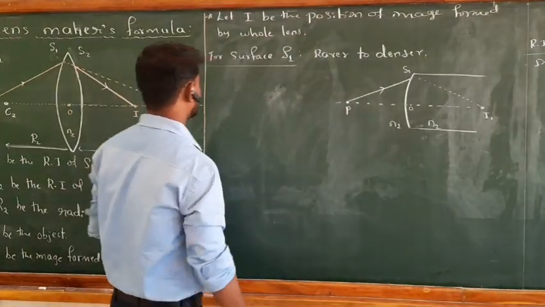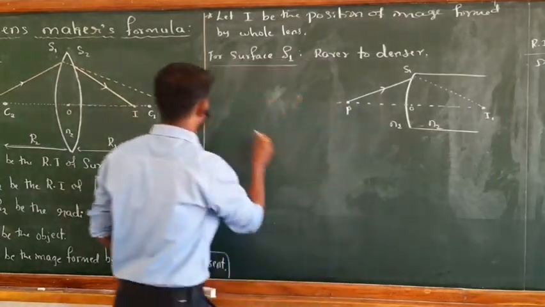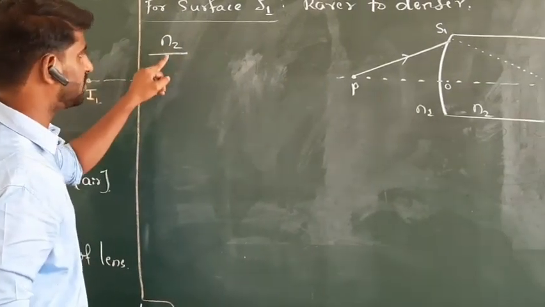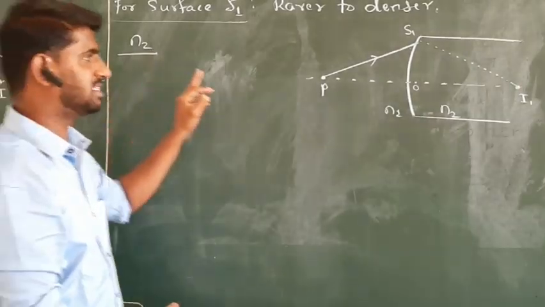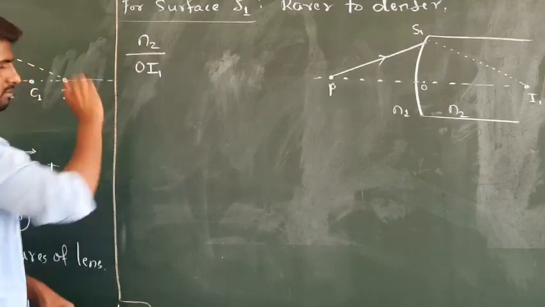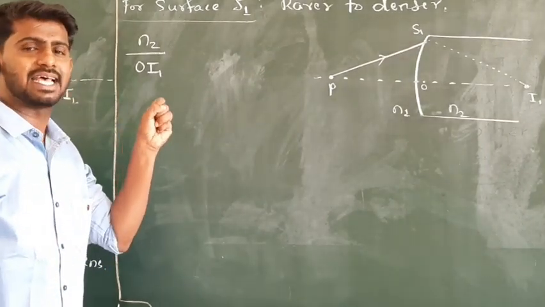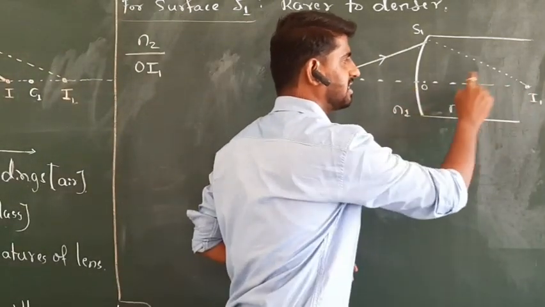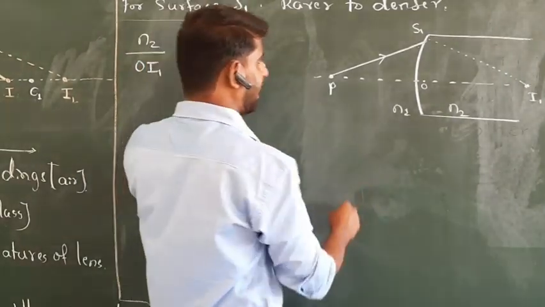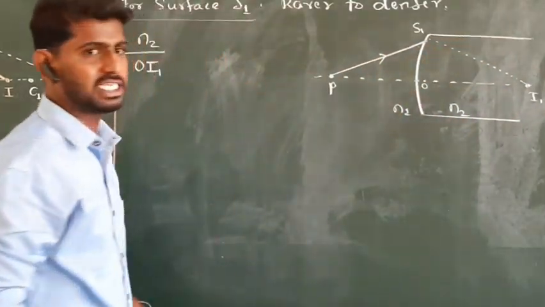Now I can apply the formula. So what's our formula? Refractive index of image space. Where is the image now? It is inside the glass. And what is the refractive index? N2, divided by image distance. What's the image distance? I'll write it as OI1. While measuring the distance, you should be aware of the sign conventions. Now tell me, the O to I1 distance, I measured in this direction. Should I take it as positive or negative? It should be positive because the direction of the incident ray is like this, and our measurement is also in the same direction. So that's why I have to take OI1 as positive.